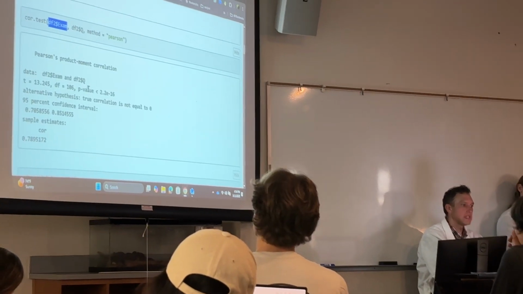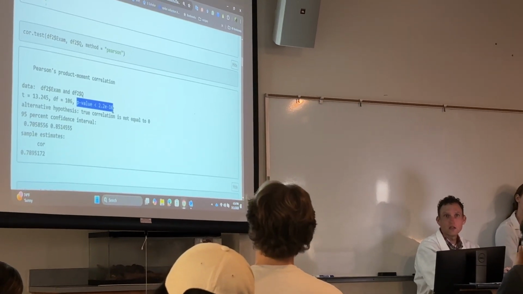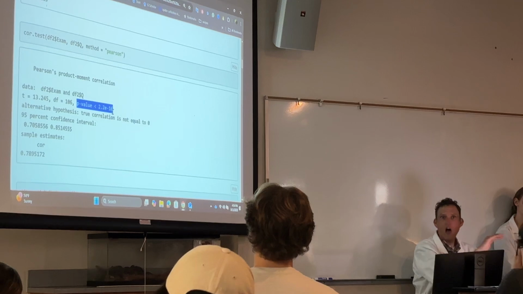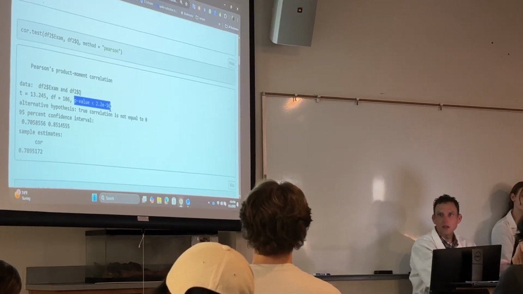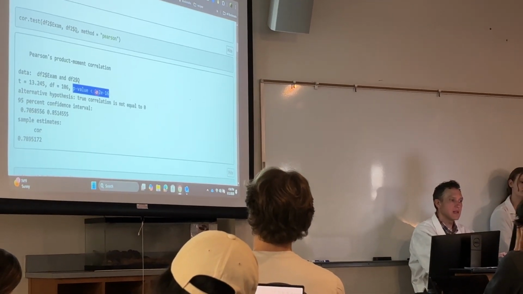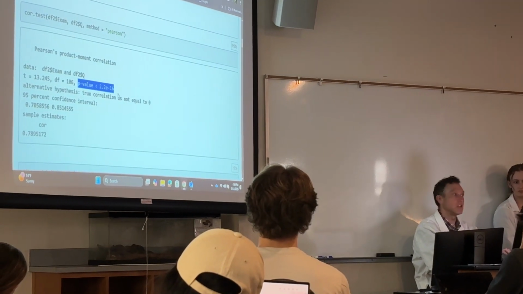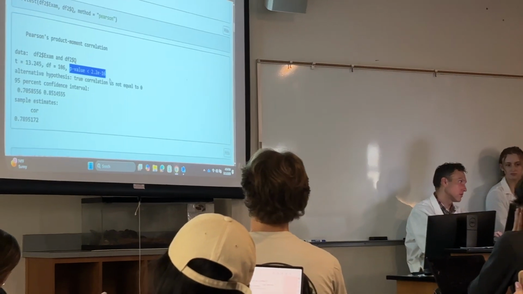Are they significantly correlated? What's my alpha? 0.05, right? Yeah, 0.05 is my alpha value. Is this less than 0.05? Yes, it's way less than 0.05. So these are highly correlated with each other.